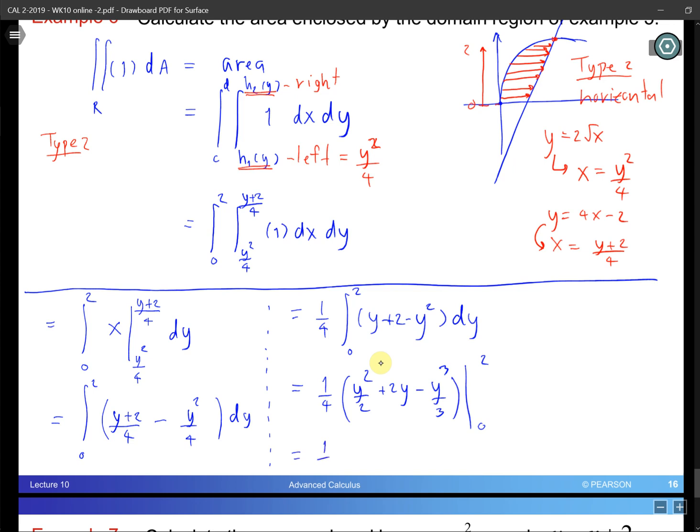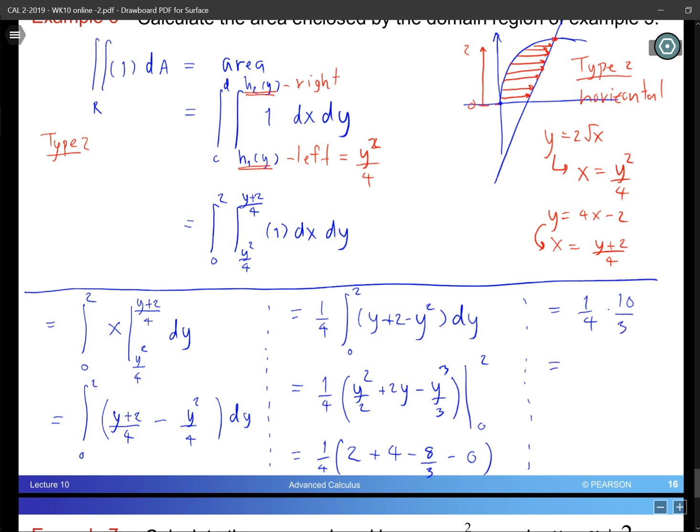As you can see, if 0 goes in, everything is gone. So I just need to put 2 in. So 2 squared over 2, that's 2. Plus 2 goes in as y, this becomes 4. And minus 8 over 3. You can put 0 in and you are going to get minus 0 anyway. So if you work this out, it's equal to 1 over 4 times: 2 plus 4 becomes 6, and 6 is equal to 18 over 3. 18 over 3 minus 8 over 3 becomes 10 over 3.